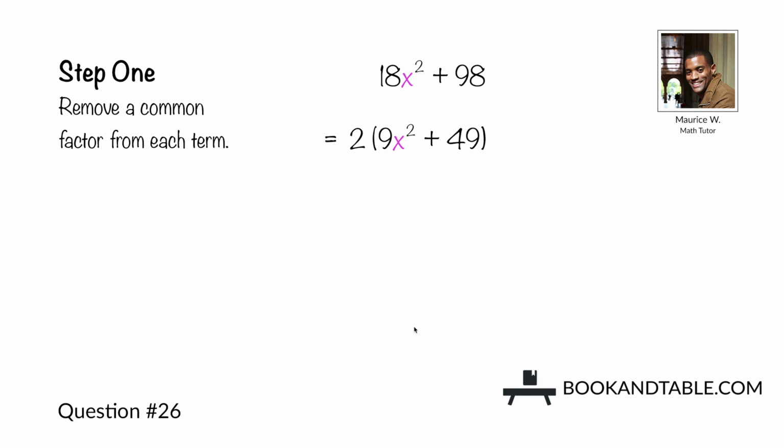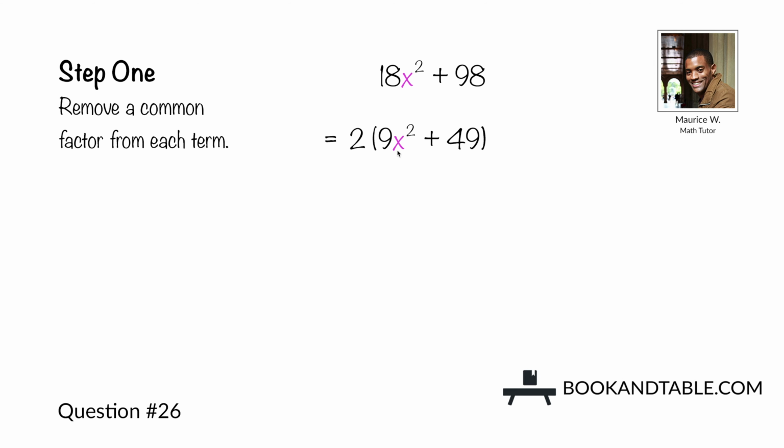Step 1. Remove a common factor from each term. The hint here is that neither the coefficient of the quadratic term nor our constant are perfect squares, so that's a clue that we'll need to remove a factor to create the sum of two perfect squares.